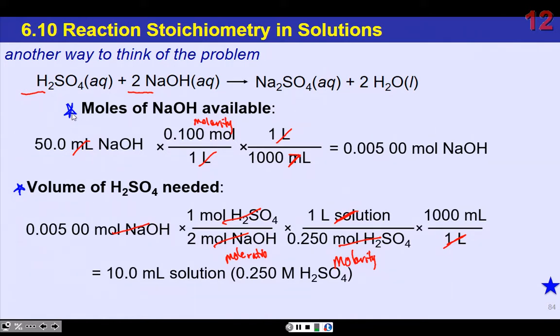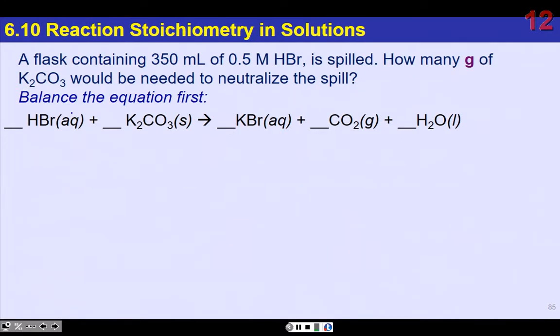All right, let's do one more problem, and this one's a little bit different. This one will take some more steps and more thinking. It's a little more complex than some, but I hope that it feels helpful to you as an example of another way of doing reaction stoichiometry calculations. But this time we're going to look for how many grams of something could be used.